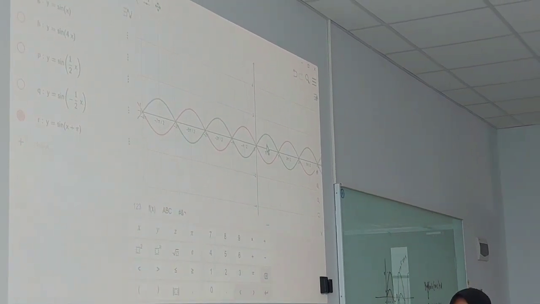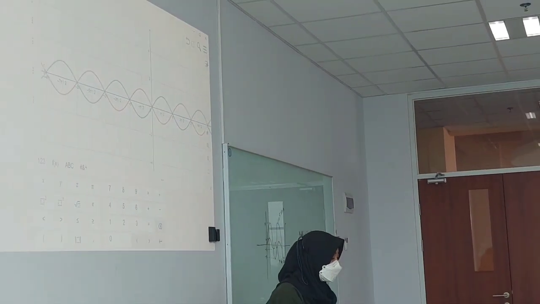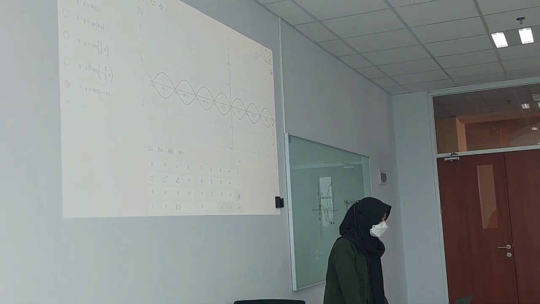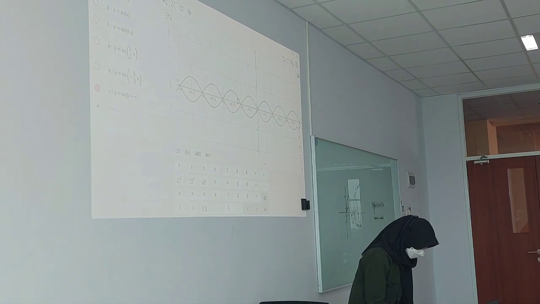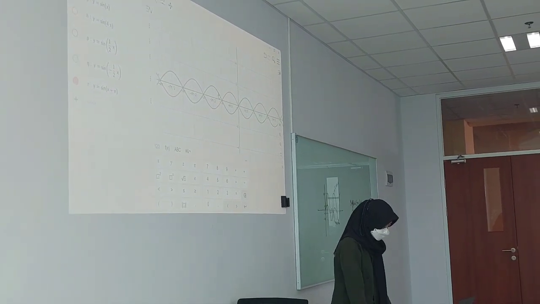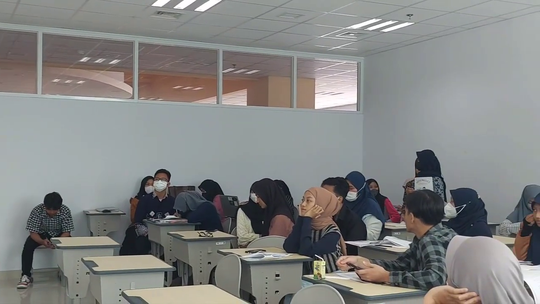In the picture, I have the graph y equals sin x and y equals sin x plus c. What is the difference? Yes? The graph shifts to the left by c units. Okay, the graph shifts to the left by c units.